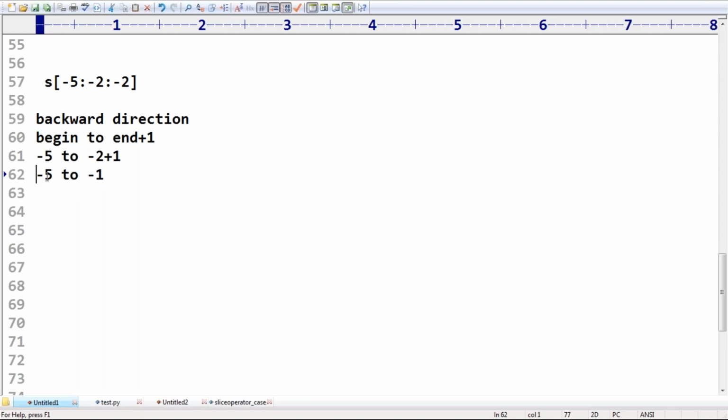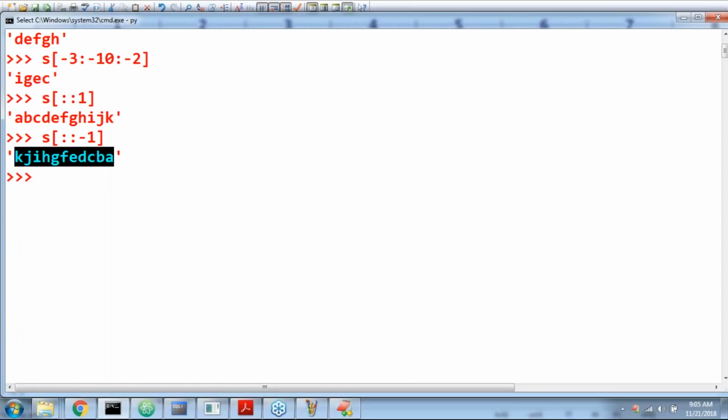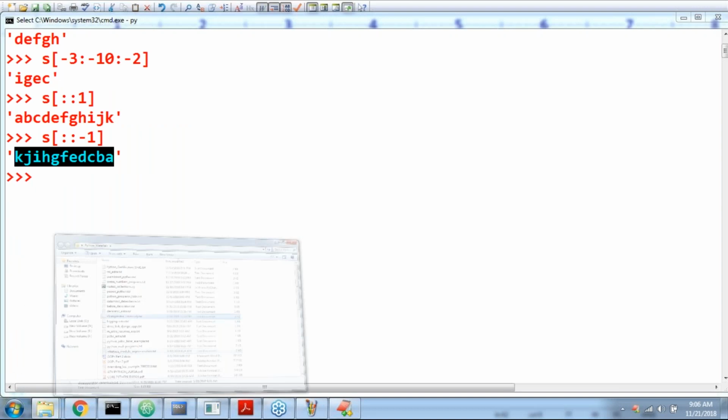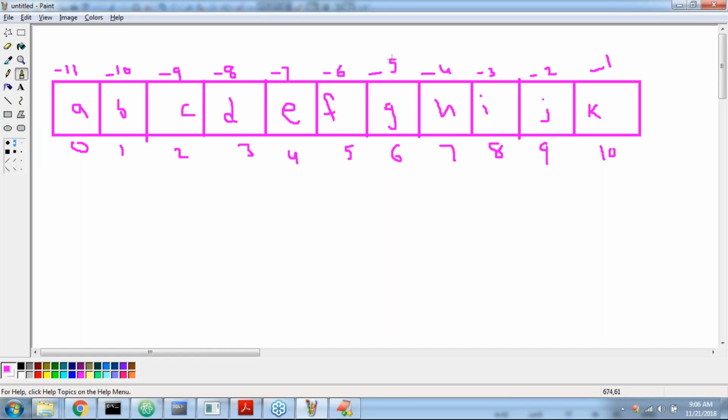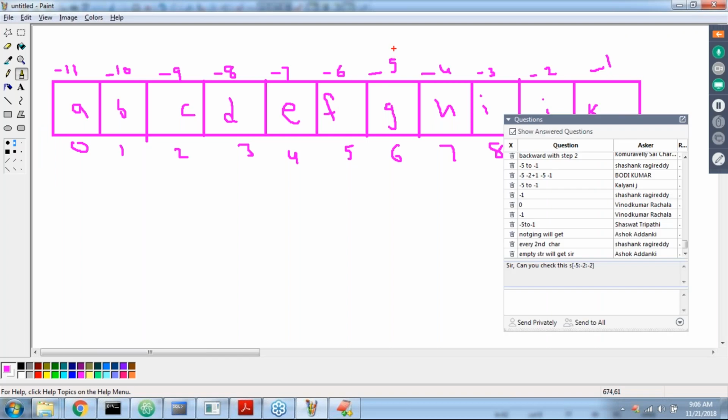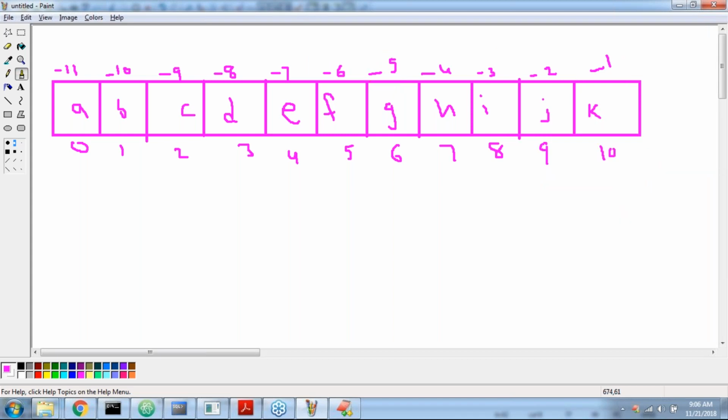So let me go to these locations first. According to our diagram, minus 5 to minus 1. Sir, from minus 5 you require to move in the backward direction. Is it possible to get minus 1 if I move in the backward direction? Never. If you move in the forward direction, you will get minus 1. But you are moving backward, so you are never going to get it. That's why we are going to get an empty string. Remember, there is no such part, no such piece in our string.